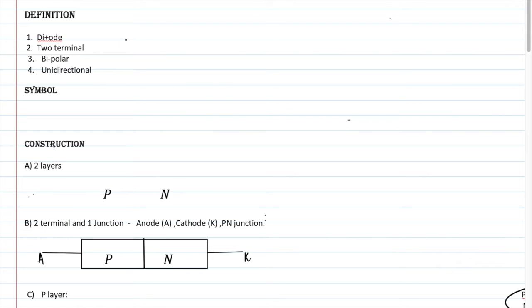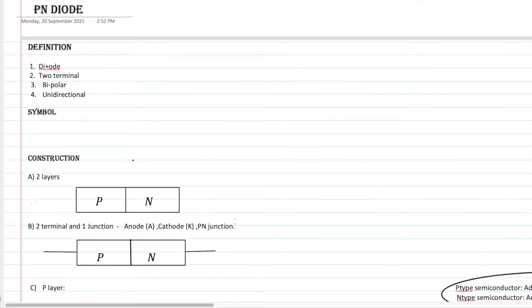In today's class, I will be explaining about PN diode, which comes under analog devices. So here I have pre-written a few things just to make it easier. First, I'll go into the definition part.